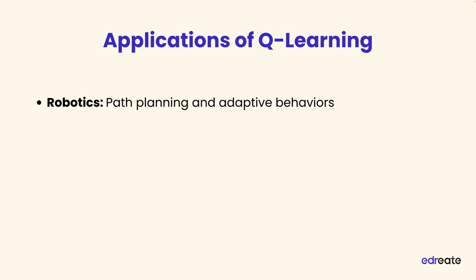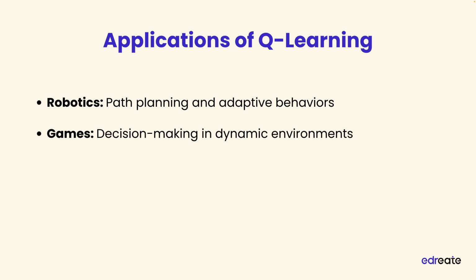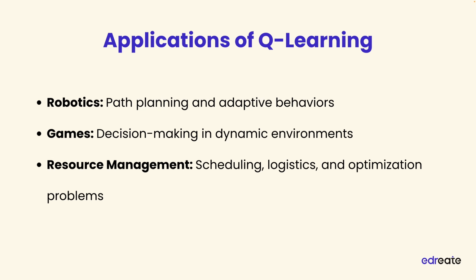Now let's move on to applications of Q-learning. Q-learning was one of the most important breakthroughs in RL, and it has many applications across different fields. Like in robotics, it's good for path planning and adaptive behaviors. In games, it can help us in decision making in dynamic environments. And in resource management, it can be used for scheduling, logistics, and optimization problems.